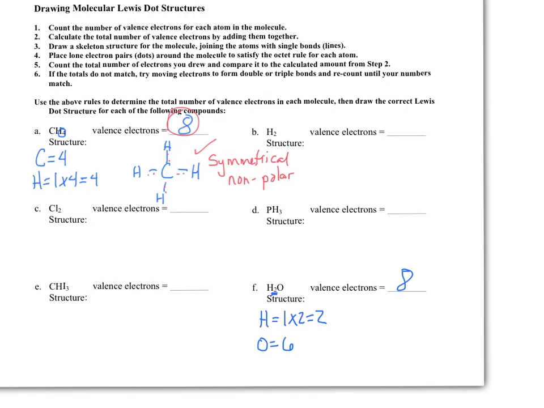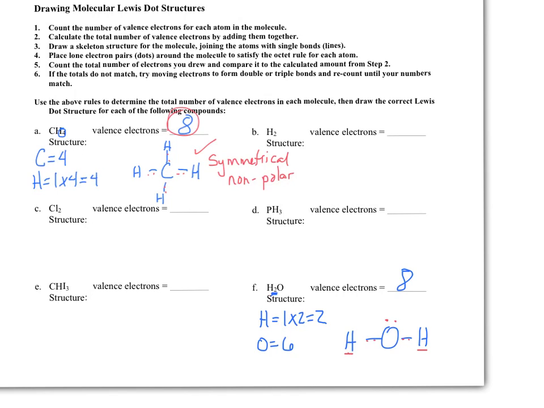Step 3, we need to draw a skeleton. So we're going to start with oxygen in the middle, and we're going to attach hydrogen to each side. Now, we need to place lone pairs, this is step 4, place lone pairs or dots around the molecule to satisfy the octet rule. We have 1, 2, 3, 4. So this hydrogen over here is happy, and this hydrogen here is happy because they only want 2 and they have 2. But oxygen only has 4.